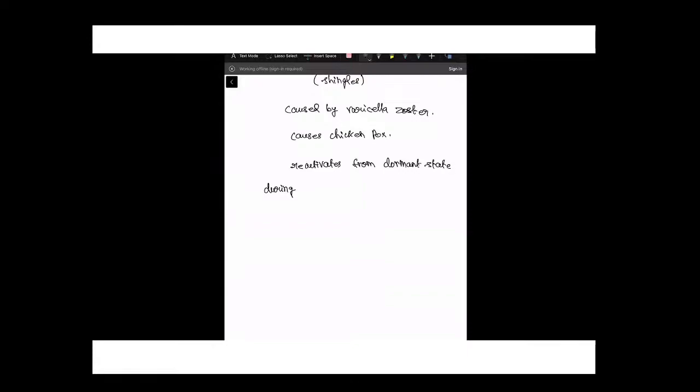Yes. During an immunocompromised state. There is zoster infection in young patients. It is a sign of HIV infection.